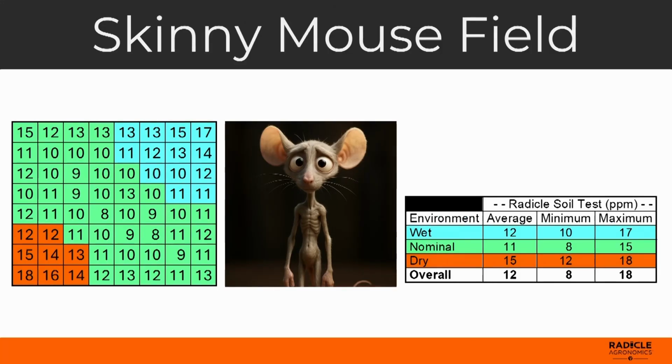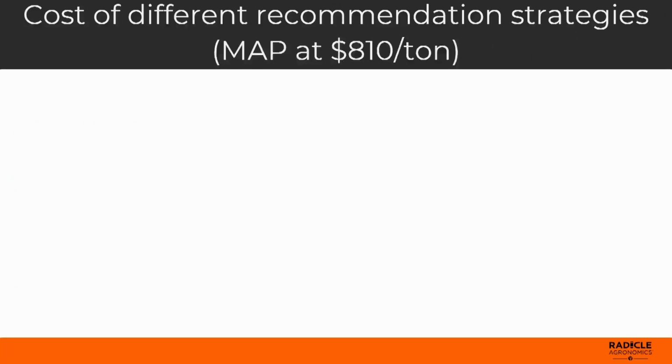He just mined that soil. And so here's an example of a mined-out soil, right? Not super low, but it's a skinny mouse field, 12 parts per million average soil test level.